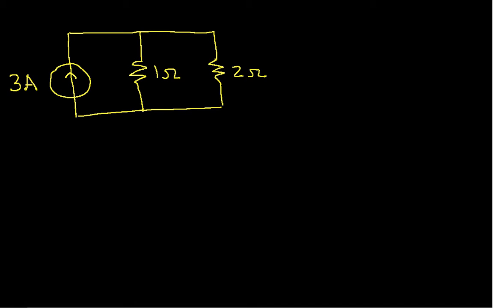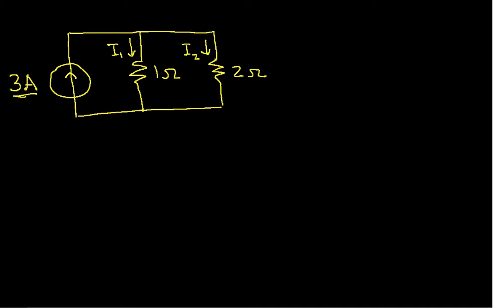So the goal in using the current divider is we want to find the current that flows through the 1 ohm resistor and the current that flows through the 2 ohm resistor. Now, it turns out the 3 amps that flows out of the source splits, and some of it will flow through the 1 ohm resistor and some of it will flow through the 2 ohm resistor. Unlike what you might think, many people will assume that the current splits evenly between the 2 resistors.